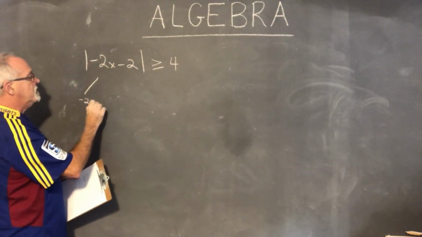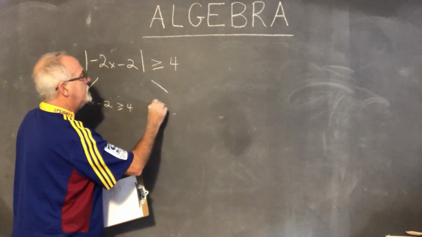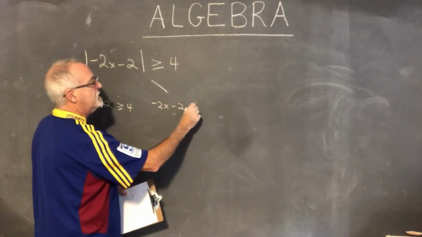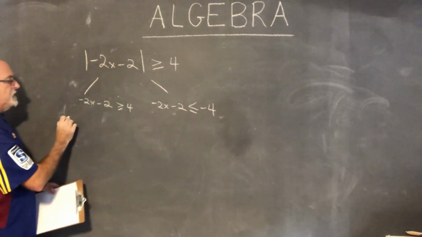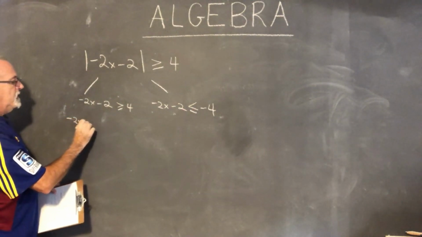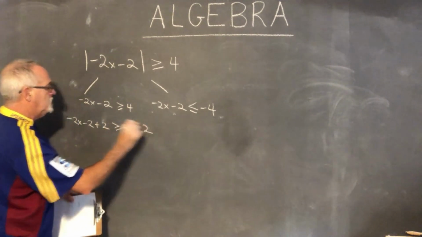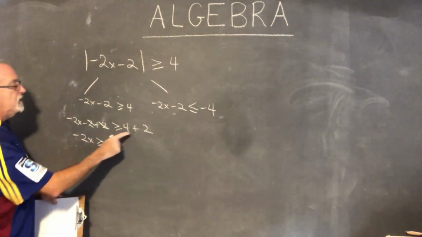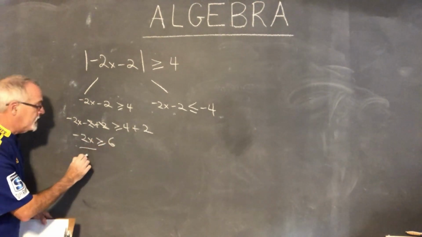Negative 2x minus 2 greater than or equal to 4, and negative 2x minus 2, slow down Doug, less than or equal to negative 4. Algebra: negative 2x minus 2 plus 2 greater than or equal to 4 plus 2. Cancel, cancel. Negative 2x greater than or equal to 4 plus 2 is 6. Nearly there. Divide both sides by negative 2.